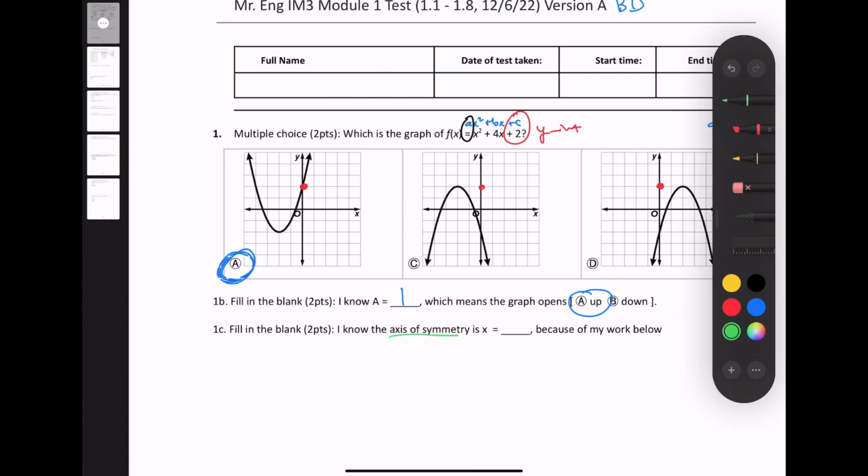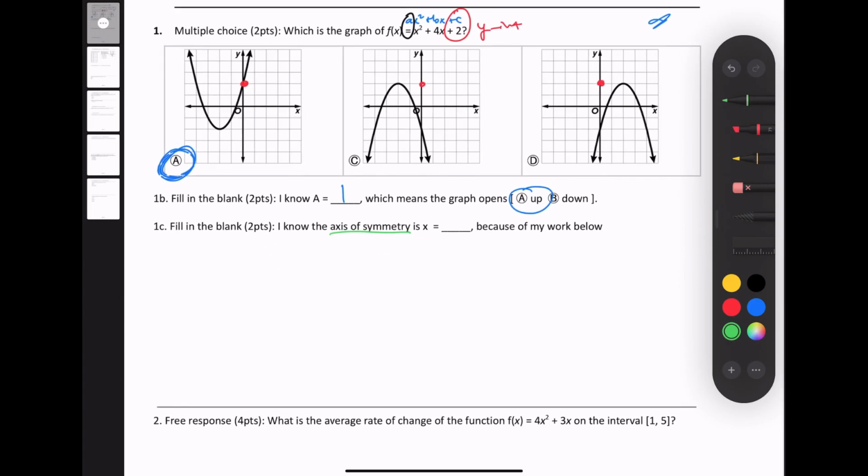Let's figure out the axis of symmetry. That is a formula of x equals negative b over 2a. So your b value there is 4. Your a value is 1. You'll get negative 2. And that would be a line down here. This one has it, and this one does not.